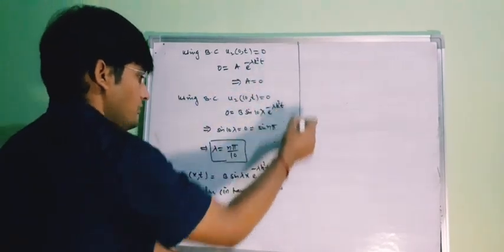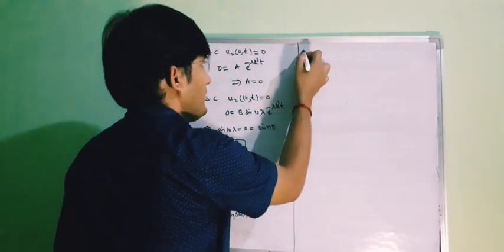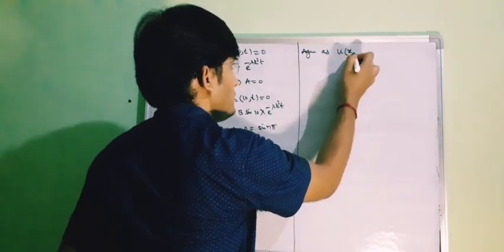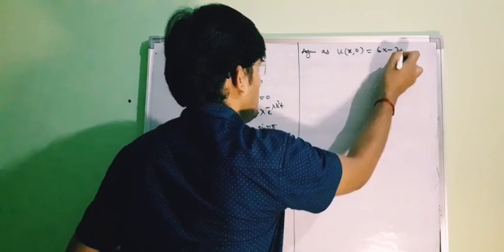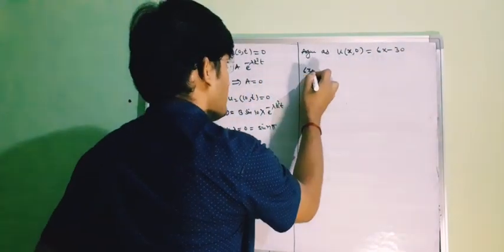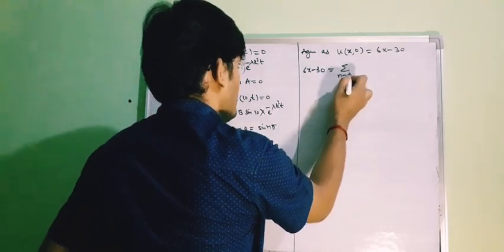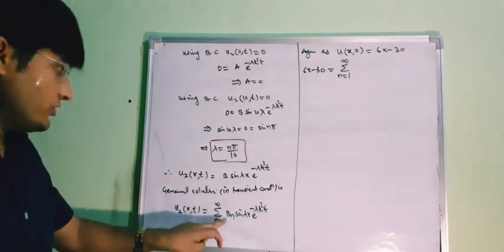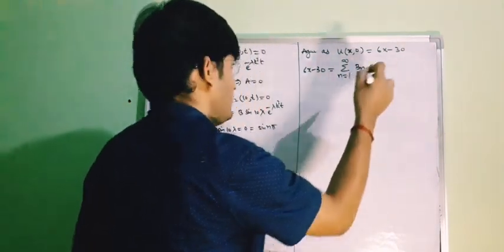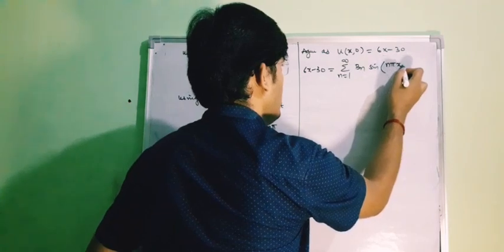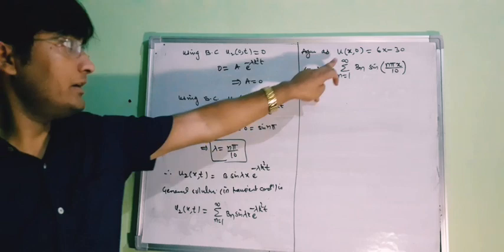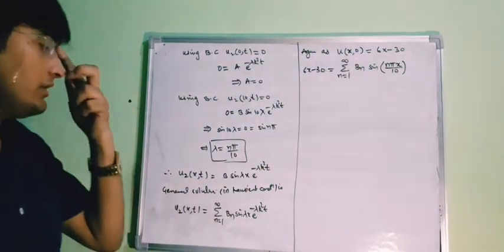Now let us apply the third boundary condition again, as your u(x,0) was 6x minus 30. So here, if t is 0, then on the left hand side we will have 6x minus 30. On the right hand side we have the summation from n equal to 1 to infinity of bn sin(n pi upon 10 into x) into e to the power minus 0, because we have taken t as 0, so e to the power 0 is 1.